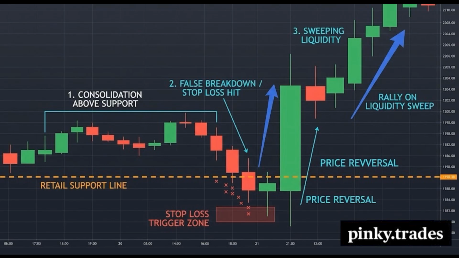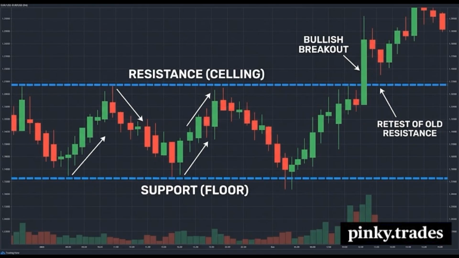How many times have you entered a perfect support trade only to watch the market instantly blow right through your level, stop you out, and then move exactly where you thought it would go? It feels rigged because honestly it kind of is. Today we're unlocking why traditional support and resistance is a trap, how the market actually uses those levels to build liquidity, and how you can stop being the liquidity.